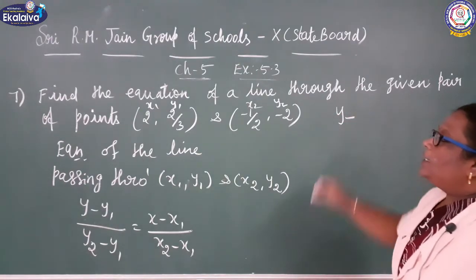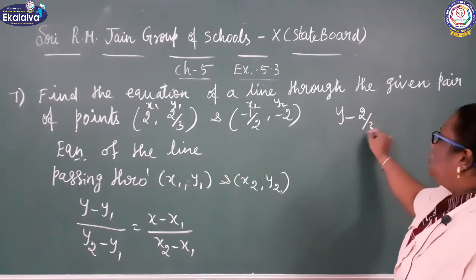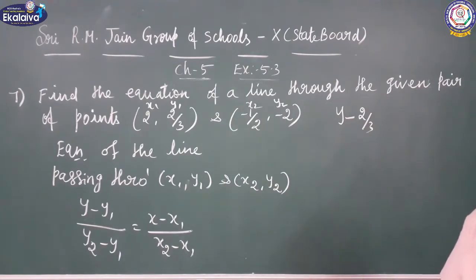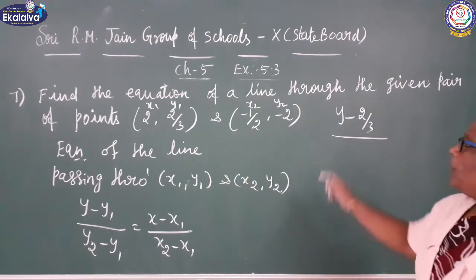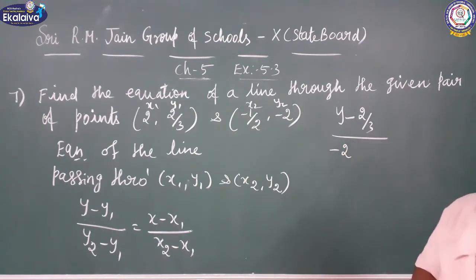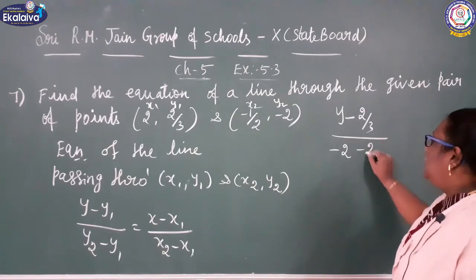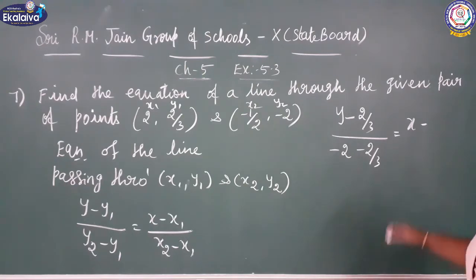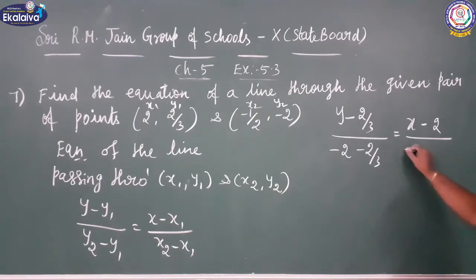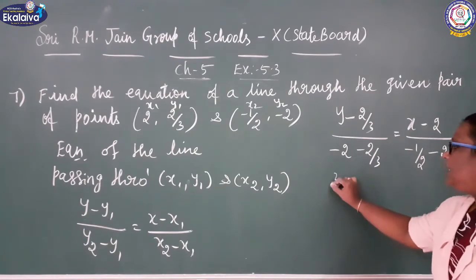So y minus y1 is nothing but what? Y minus y1 is 2 by 3, by y2 minus y1. y2 is minus 2, y1 is minus 2 by 3, equal to x minus x1, x1 is 2, by x2 minus x1. x2 is what? Minus 1 by 2 minus 2. So you can take 3 as the LCM.